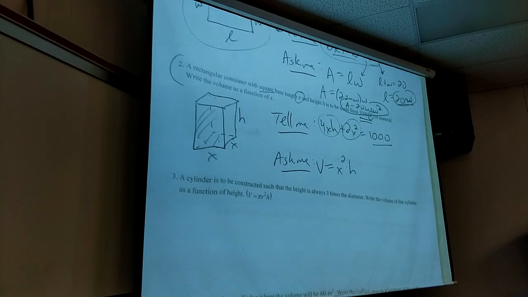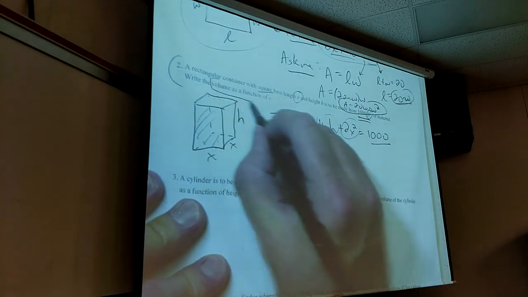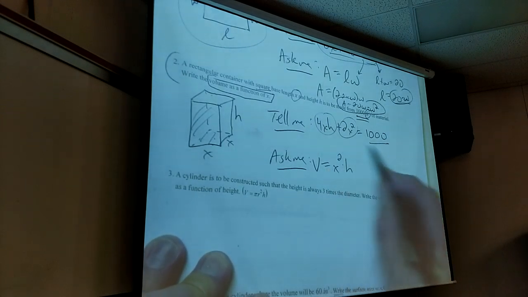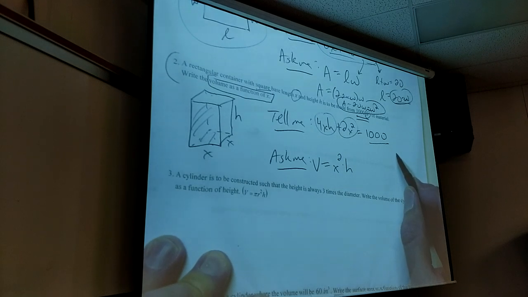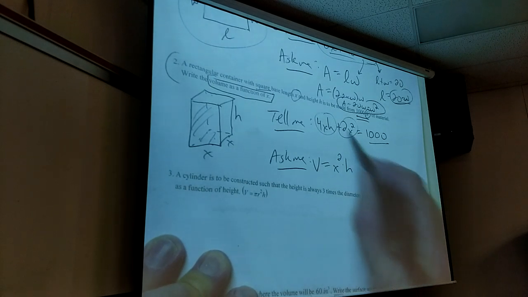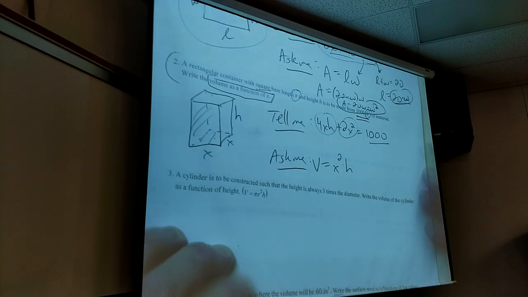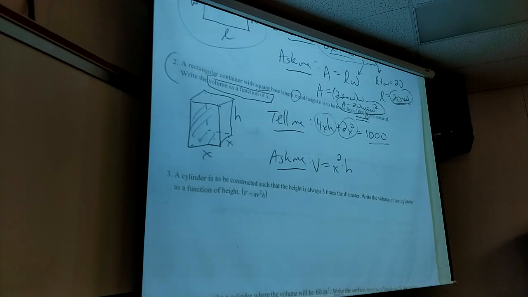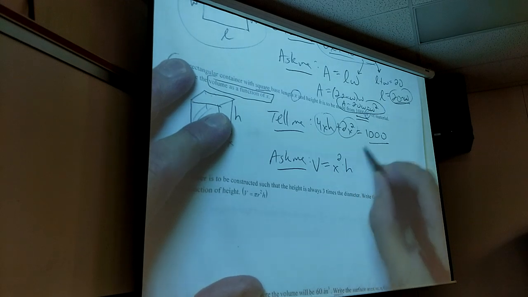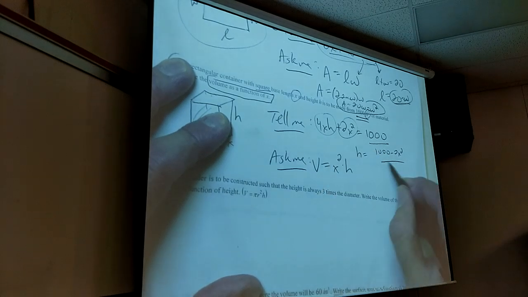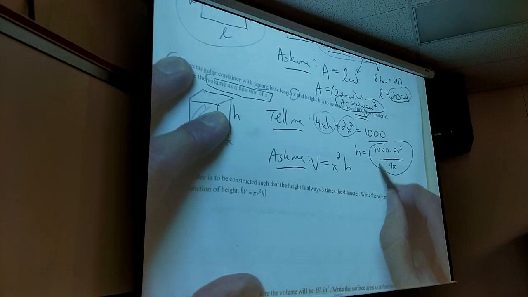Now, what is it asking me to do? The volume as a function of x. So, of course, which letter do I want to get rid of? H. I want to get rid of H. So what do I solve this one for? I'll solve this one for H, because then I can put a function of x in place of H, and then my volume will end up having only x in it. So if I solve this for H, 1,000 minus the 2x squared divided by the 4x, I just plug this in for H.